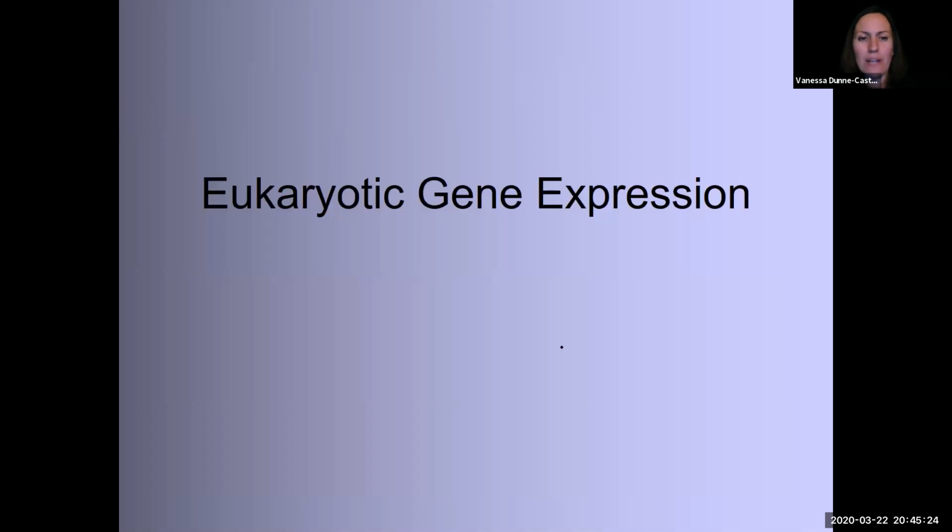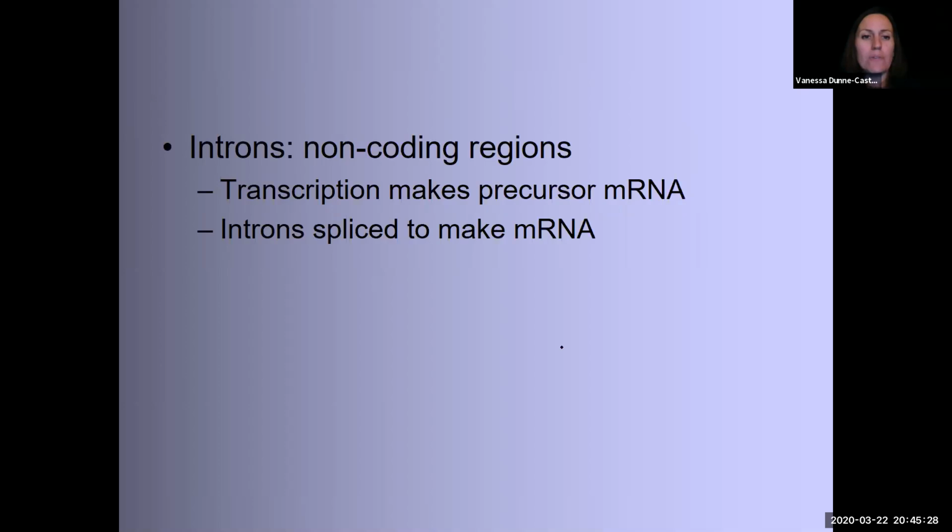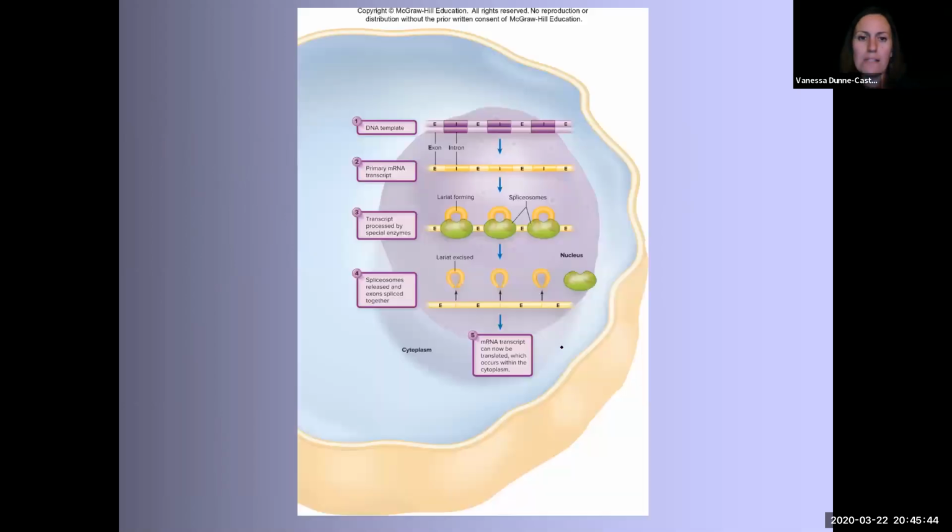As mentioned, eukaryotes have a very similar process for transcription and translation. One thing to note though, we have these unique regions in our gene segments called introns. These are non-coding regions that are important in many different processes, but they must be spliced out or cut out to make our final mRNA transcript. And just so you see what this looks like, this is a picture from your book, and really this is the extent of what you need to know about this.